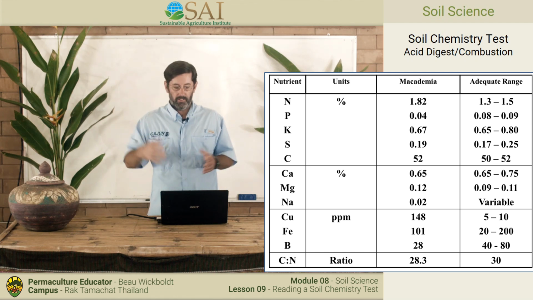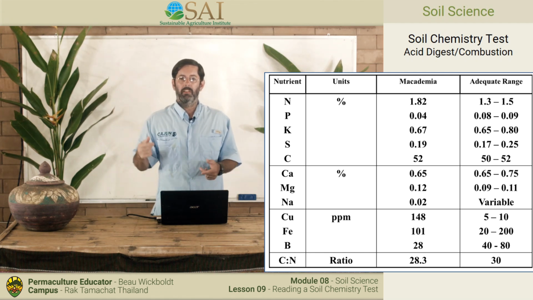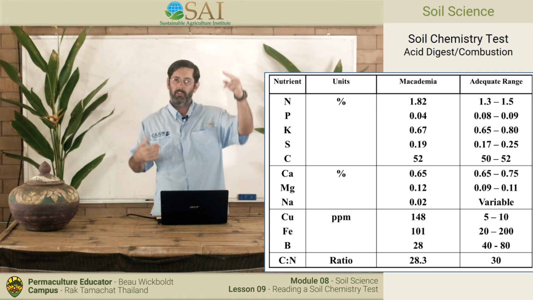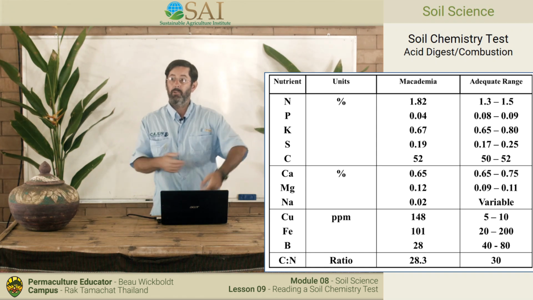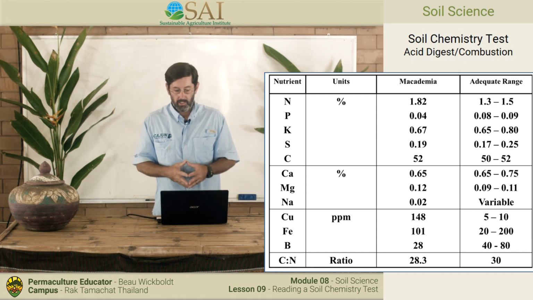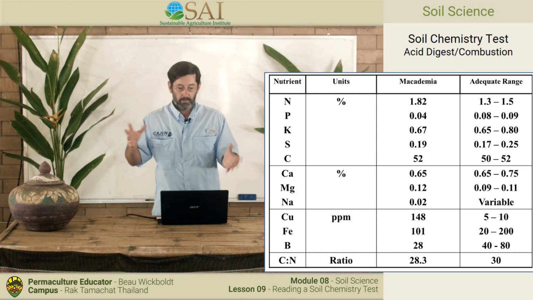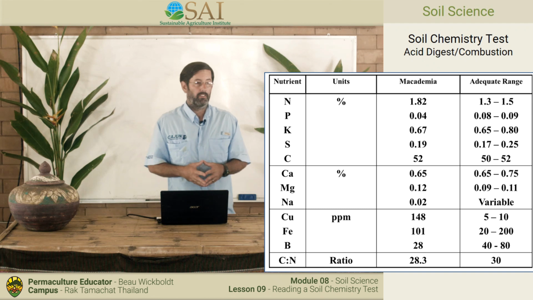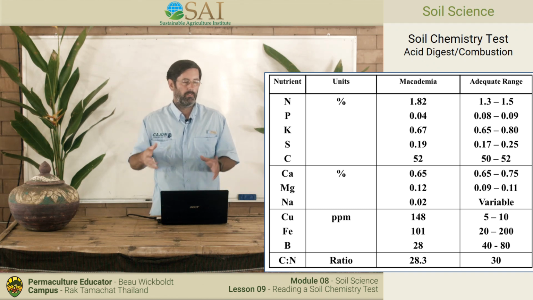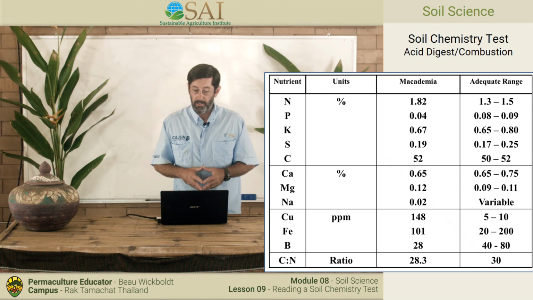This is what we see, and we see the nutrients that they list. They typically like to list what they call the most prevalent or big nutrients first, the ones that make the most visible impact to our plants, and then the carbon nitrogen ratio. This particular test is called an acid digestion or combustion test, which they need to do in a laboratory. It's not really something possible on a home level.